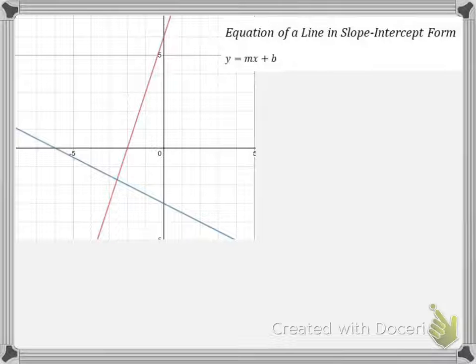In several of the comparing functions assignments, they give you the equation, they give you a picture of a line, or sometimes a table, and they ask you to write the equation of the line. For most of you, I think your go-to method is y equals mx plus b. That's called slope-intercept form, where the m is the slope.